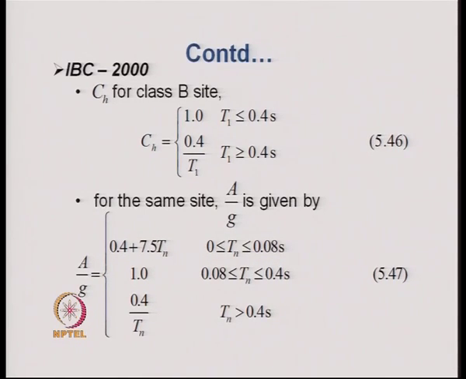Now, if you compare this SA by G value with the CH value, we can see that they are more or less the same. The last two expressions of SA by G, that is 1 and 0.4 by Tn, are the same as the value of CH within the specified time period range. Therefore, it is expected that the plots of the CH value and the SA by G value against T will be nearly the same, as we will see later.